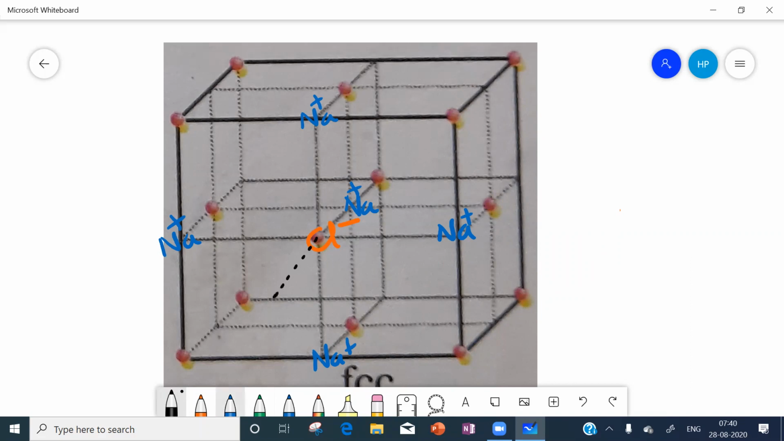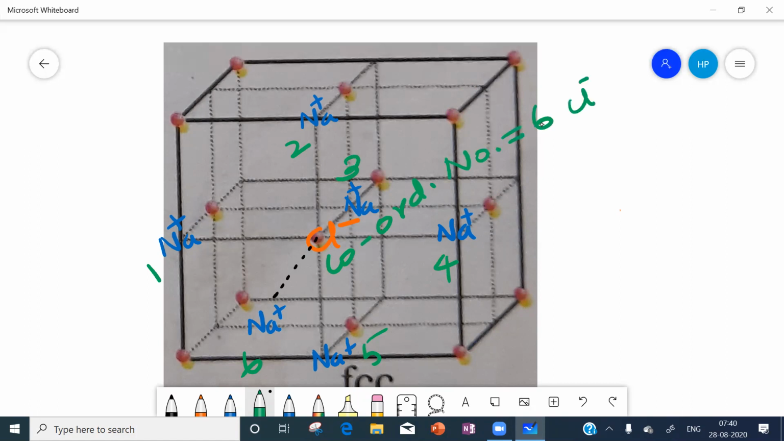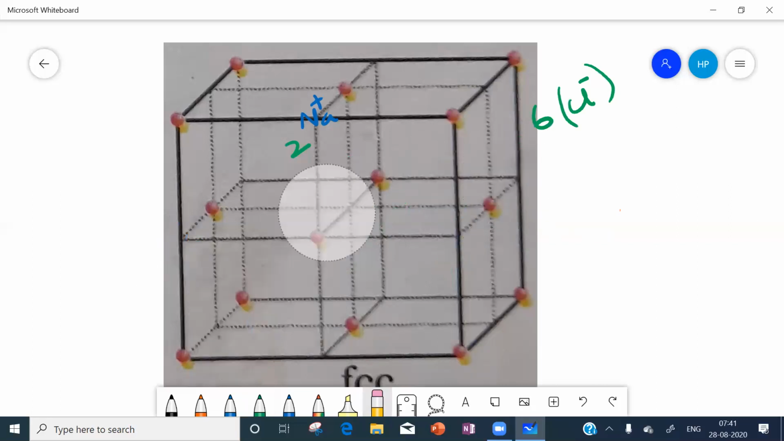We are continuing. For this nearest neighbor, what does Na+ have? For Cl-, how many nearest neighbors do you see? 1, 2, 3, 4, 5, 6. So for Cl-, Na+ is the nearest neighbor, and there are 6. So the coordination number of Cl- is 6 when it is at the face center.